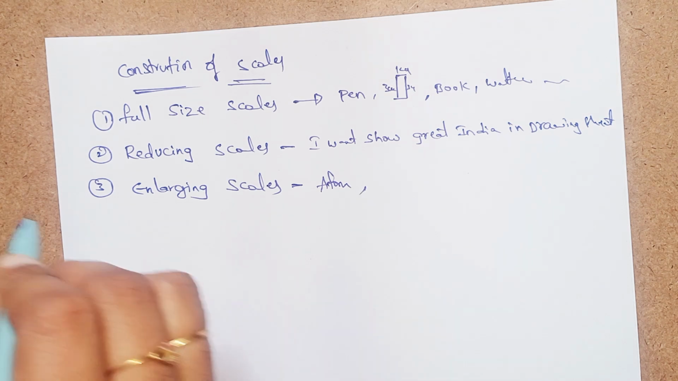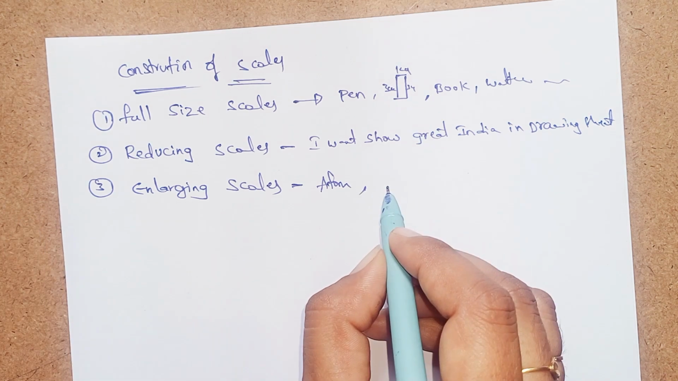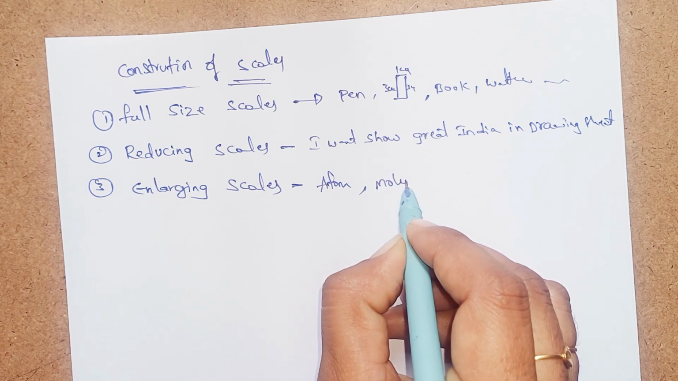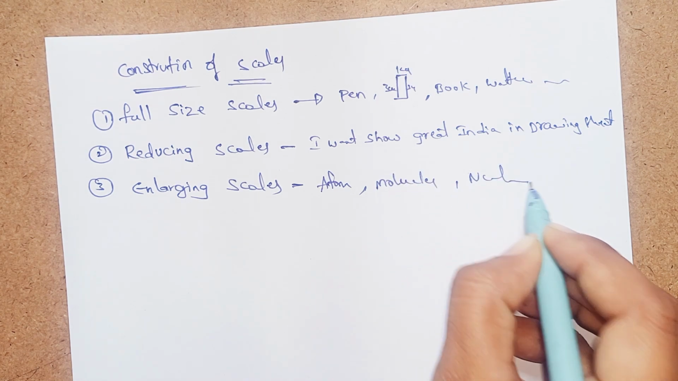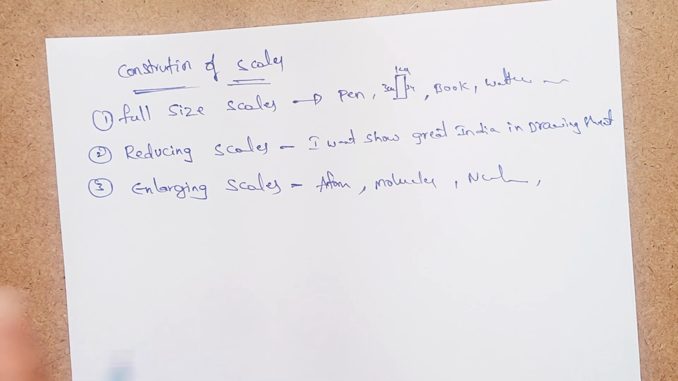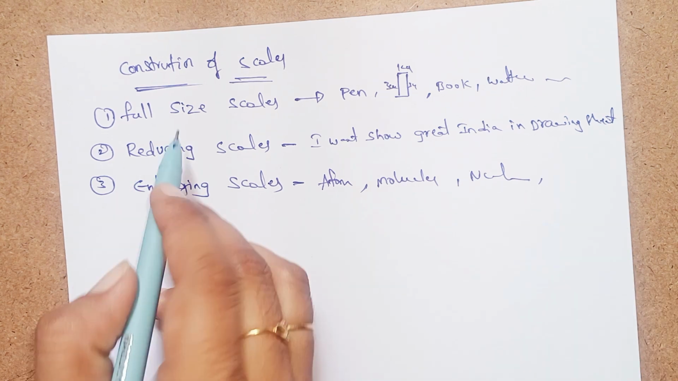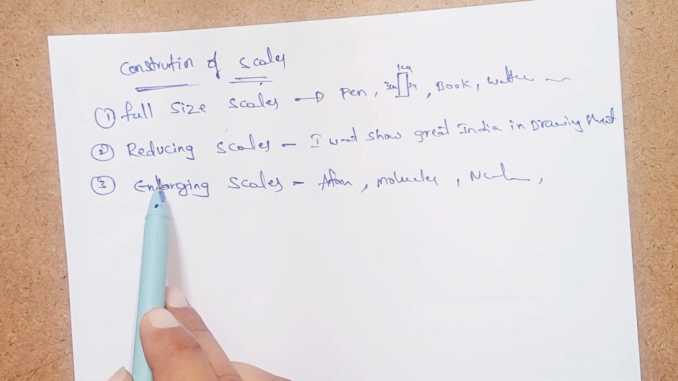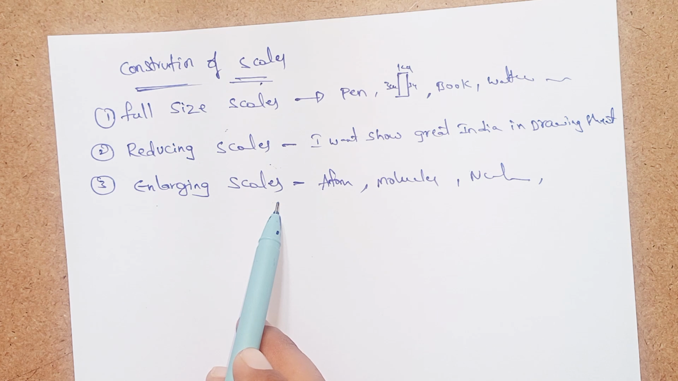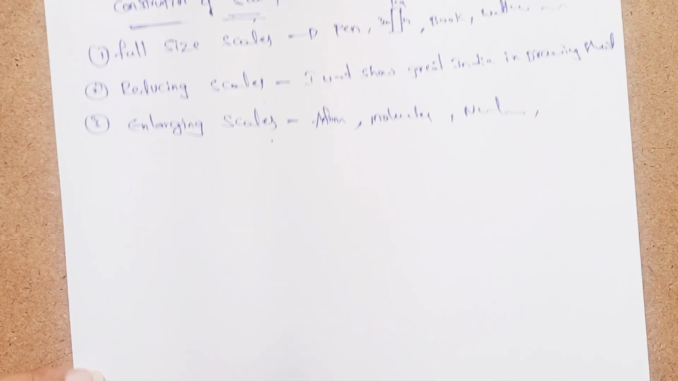So you have to elaborate, you have to enlarge a dimension. Molecules and nucleus, and your mechanical devices like your watch parts, that is how to represent. So construction of scales: full size scale, reducing scale, enlarging scale. These are the three types of scales. And to represent, this is very important. So you know the types of scales: full size scale, reducing scale, and enlarging scale.